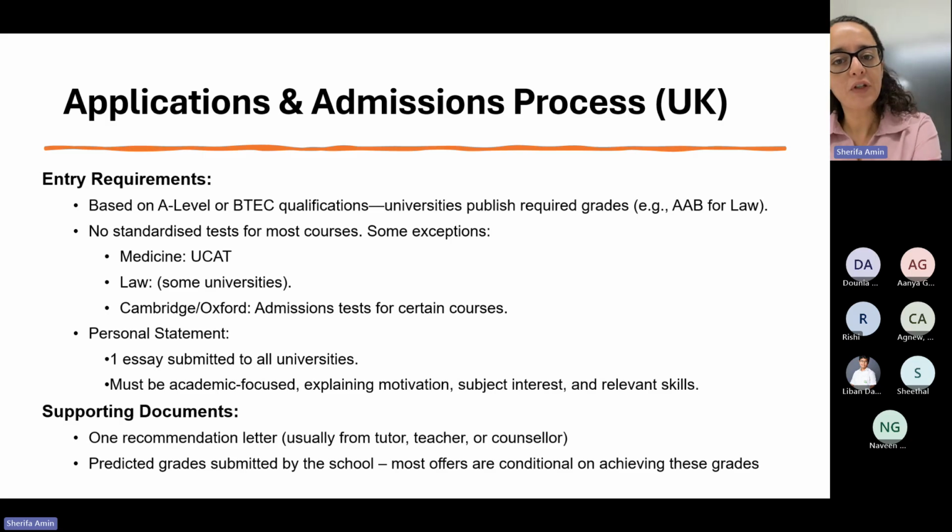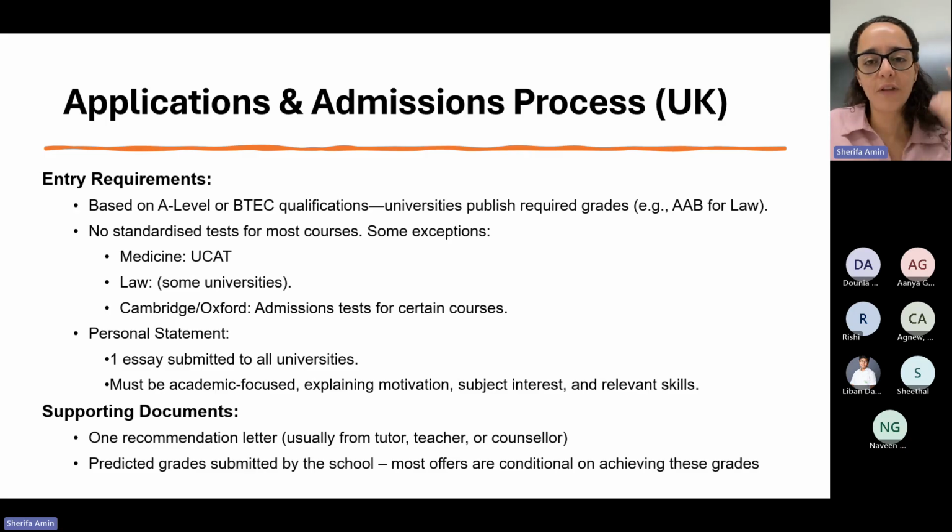So the UK universities primarily assess students based on their A-level or BTEC results. And this is the biggest determining factor in whether a student receives an offer or not. Universities will always publish their specific grade requirements on their websites. So for instance, King's College London, for their law program, can ask for 3 A stars at A-level. And this is usually the minimum entry requirement for students to apply.